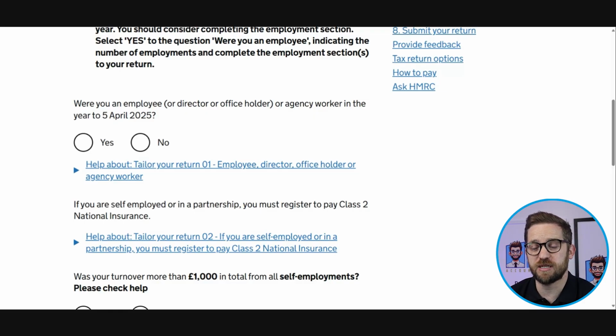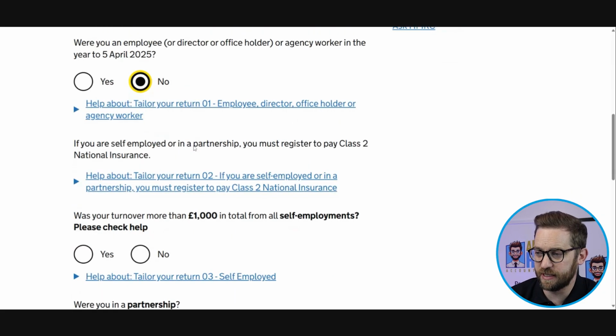Irrelevant though, you need to confirm employment details. You need to put your employment details, how much you earn and how much tax you paid, on your tax return, even if they're not already picking them up. I'm going to say no in this example because I'm just going to show you self-employed income, but if you did have employment as well, you'll obviously tick yes and provide the details there.